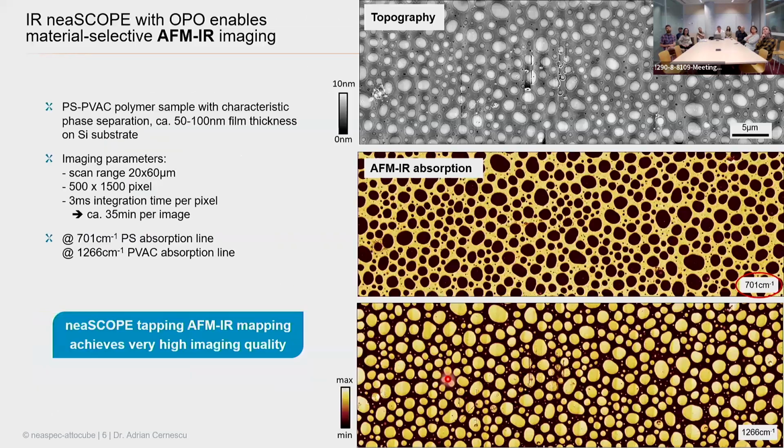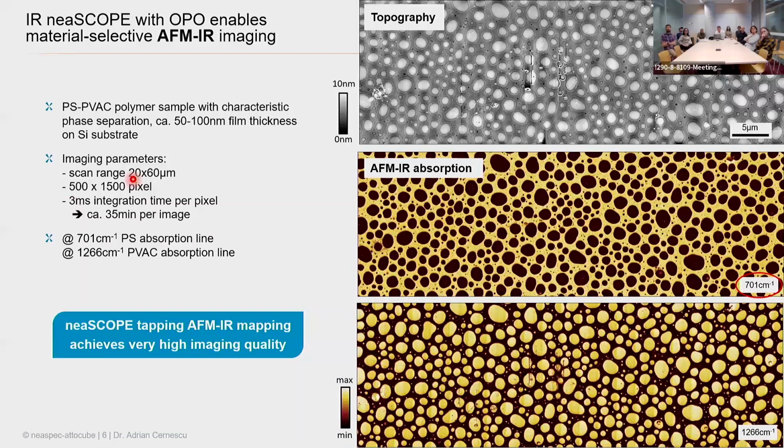Okay, this is another image I want to show you. This one illustrates a typical measurement time. This is about 3 milliseconds integration time per pixel. Of course, if you need a better image quality, depending on the material you are scanning, you can increase this integration time.